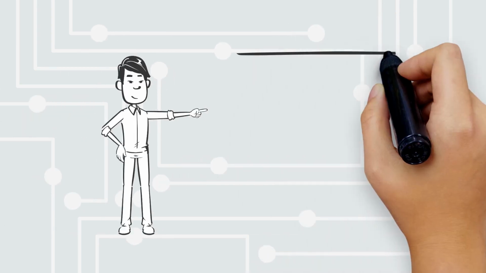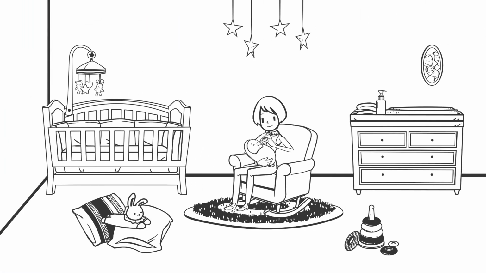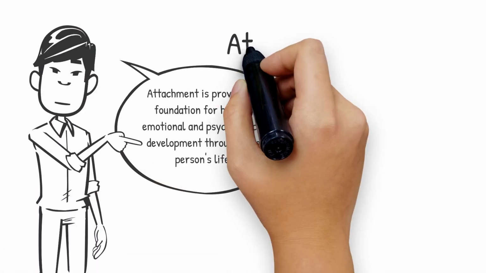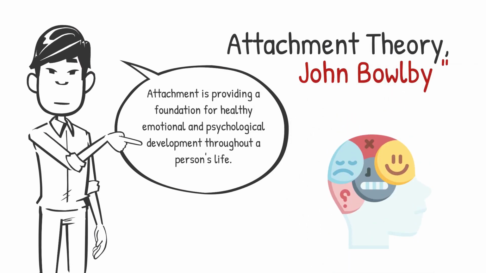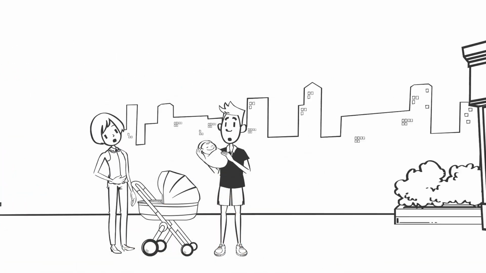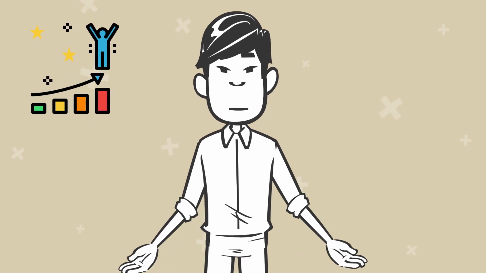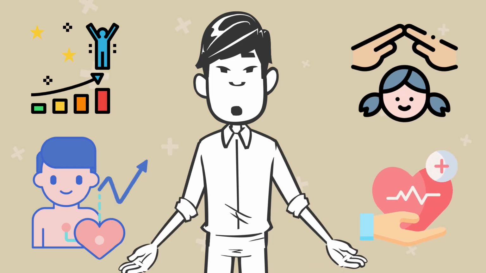Attachment theory, developed by British psychologist John Bowlby, is a significant psychological concept that seeks to explain the emotional bond between infants and their primary caregivers. The theory emphasizes the importance of this attachment in providing a foundation for healthy emotional and psychological development throughout a person's life. According to attachment theory, infants are biologically predisposed to seek proximity to their caregivers, especially during times of distress or threat. This attachment serves an evolutionary purpose, as it increases the chances of survival by ensuring that the infant receives protection and care.